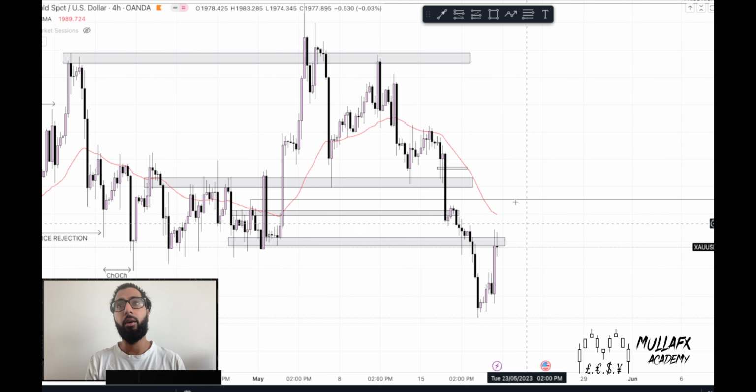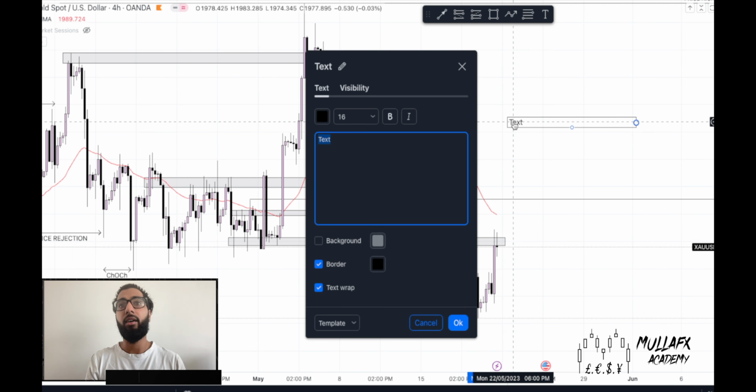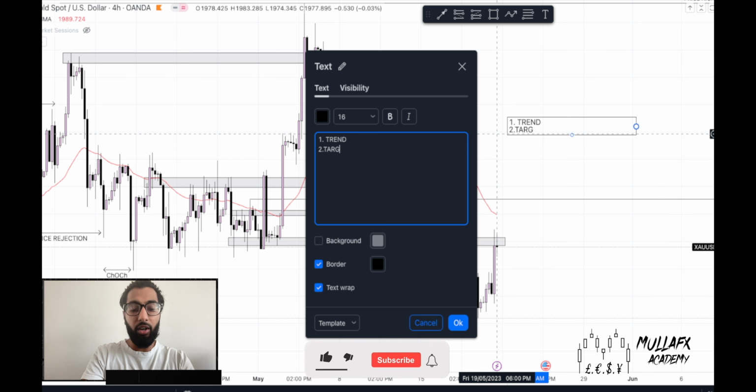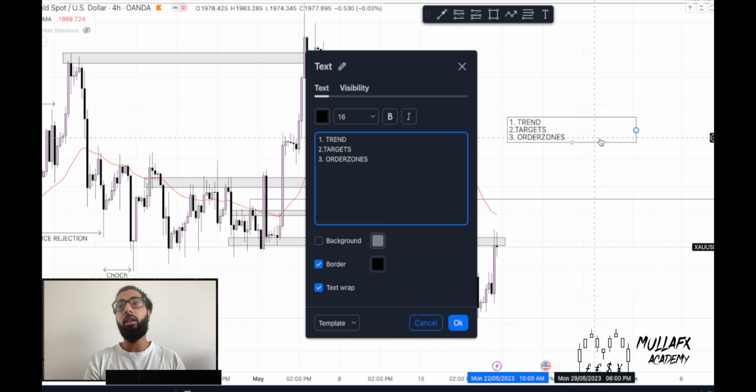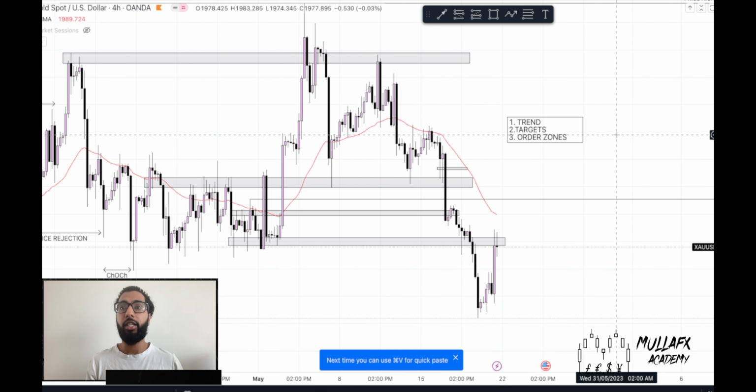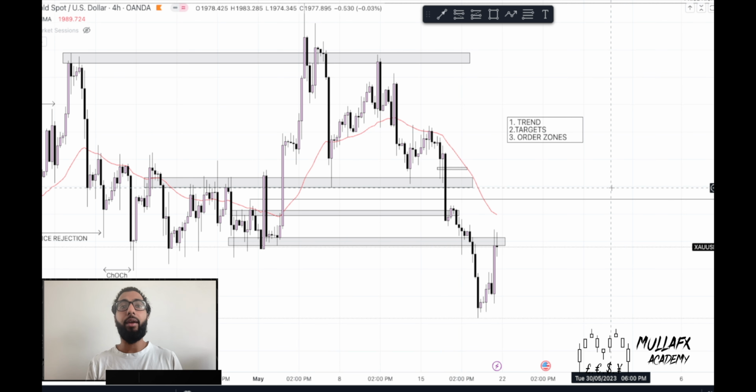So on the 4-hour chart, this is what I like to do. Number one, I want to look at the trend, okay? Number two, I want to see targets for the week. And number three, I want to see order zones, okay? Now, if you don't understand how order zones work, it's something that I made up. It just makes it easier for me to trade. But order zones are areas where I like to place my orders. It's where I like to buy or sell.